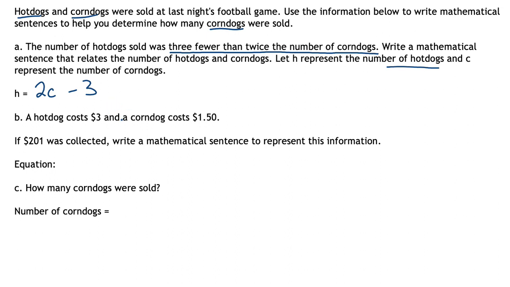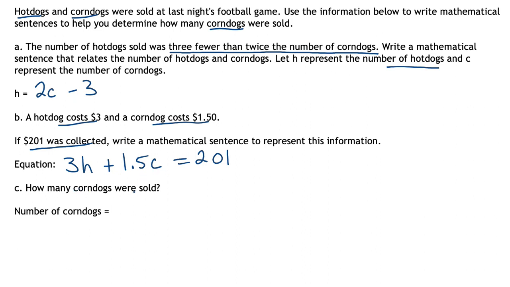Okay, let's keep going. A hot dog costs $3. Corn dog costs $1.50. Okay. $201 was collected. Write a sentence to represent this information. So let's put this into an equation. So hot dogs are $3, so 3 times H. Corn dogs are $1.50, so 1.5 times C. It all adds up to give us $201. That would be our total. That's our total money, right?